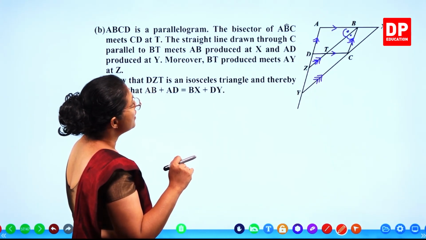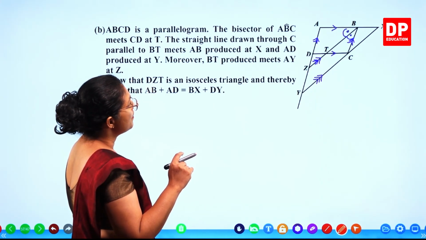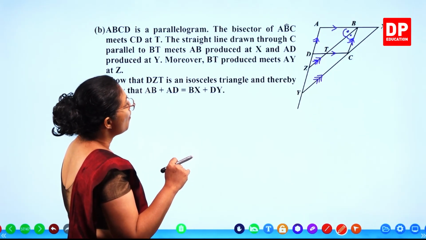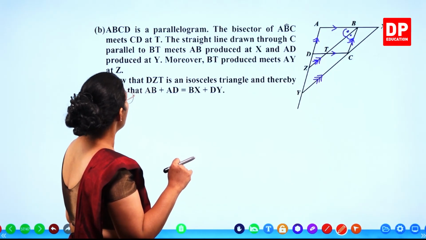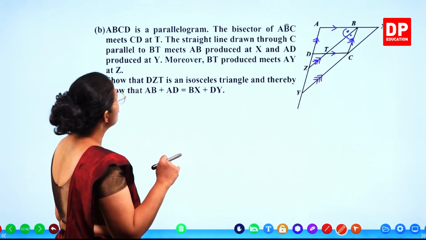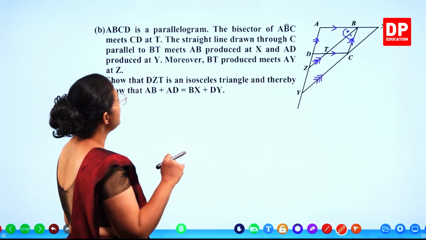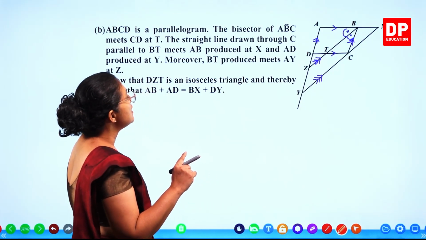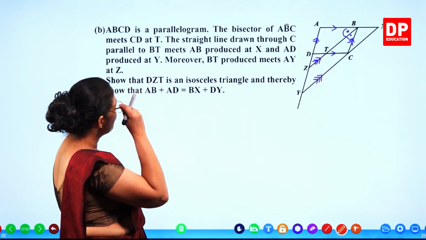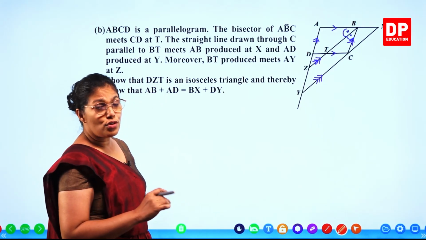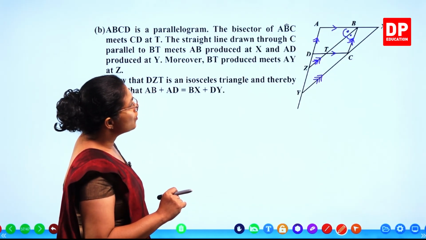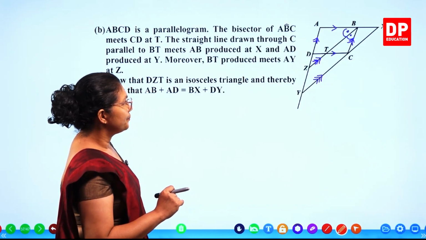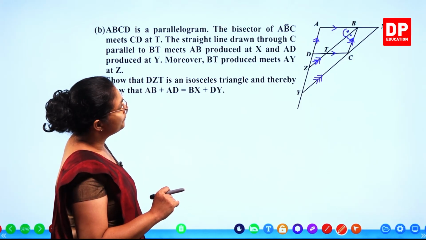Moreover, BT produced meets AY at Z point. Show that DZT is an isosceles triangle and thereby show this one. First we have to show DZT is an isosceles triangle. How are we going to do that?